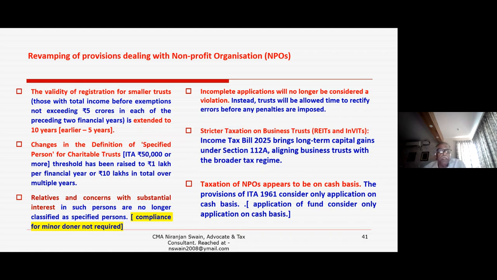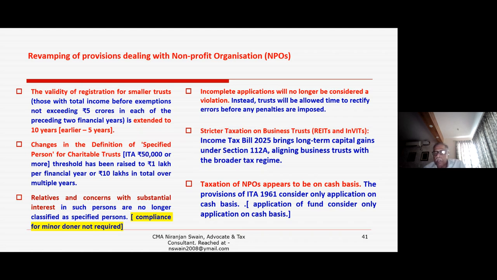And small specified persons, those who are making contributions to a charitable trust, have to be exempted. So that's why they increased the threshold. 50,000 was there, now it is taken as 1 lakh. So anybody contributing to the trust 1 lakh each year, a maximum of 10 lakhs total over multiple years, in that case there is no reporting requirement. And income mismatches will no longer be considered a violation, because the trust will be allowed time to rectify the error before any penalties are imposed.